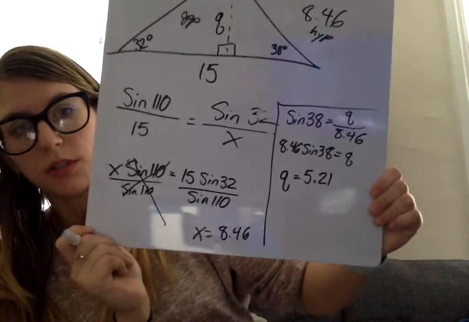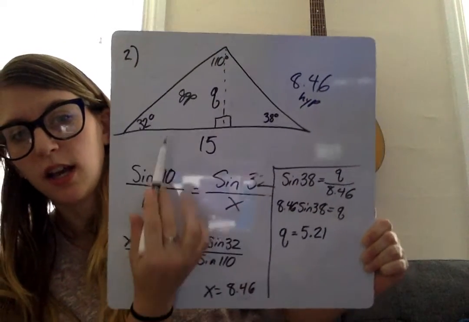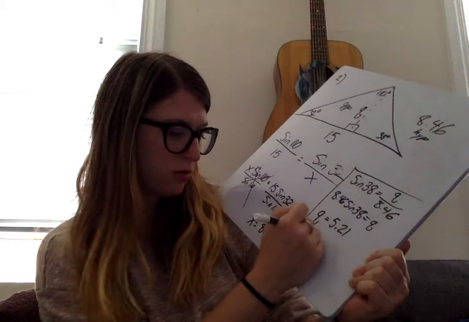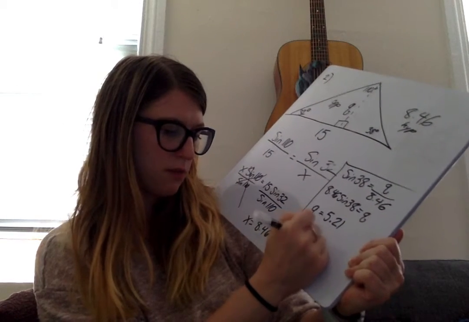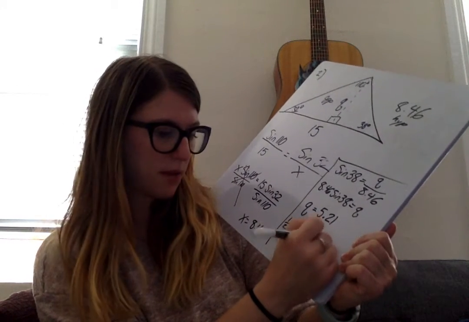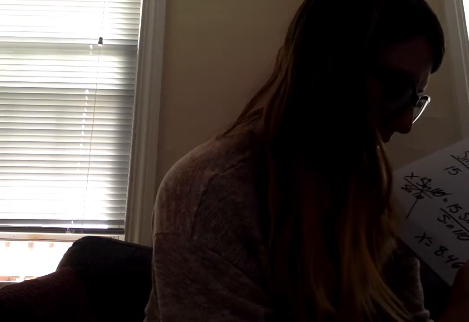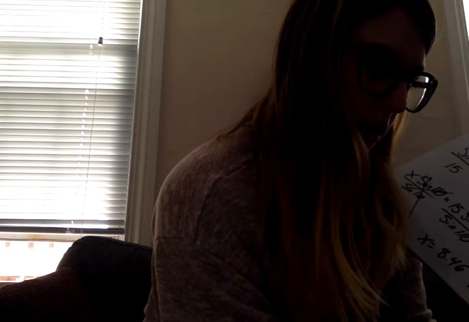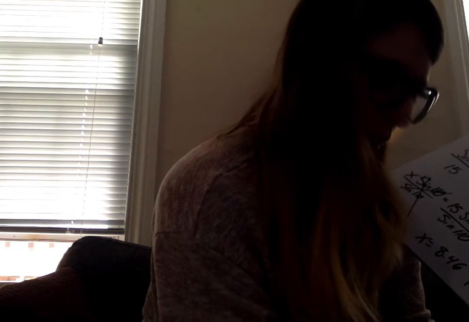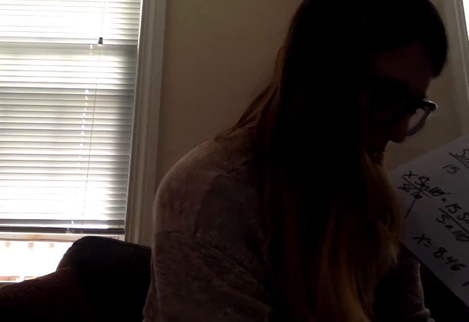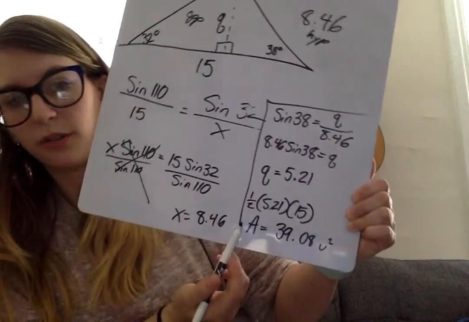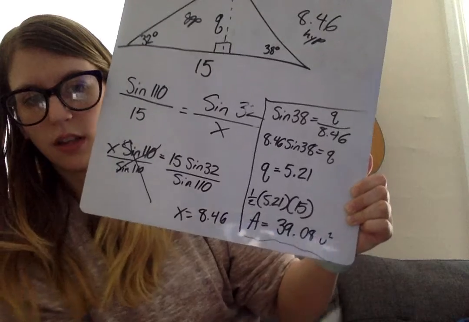when we round. So now I have my height, I have my base, and I'm going to do 1/2 my height times my base, and I get that the area is 39.08 units squared. All for this answer down here.